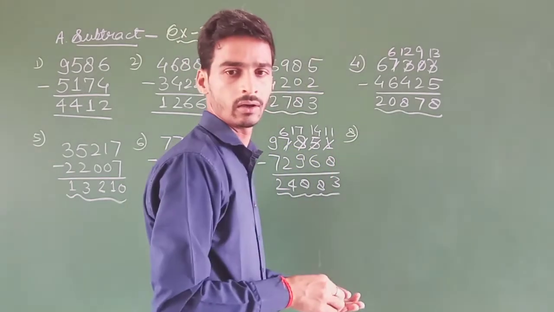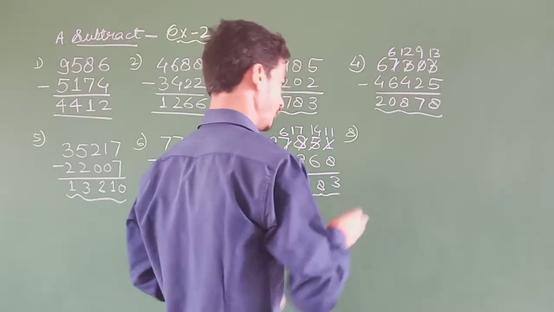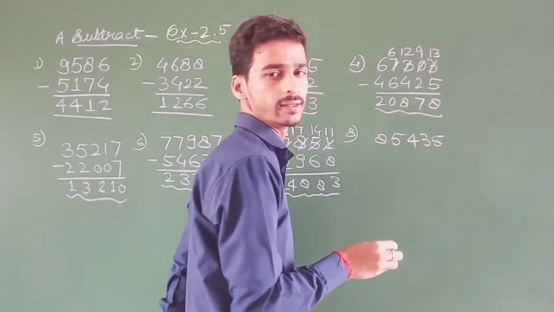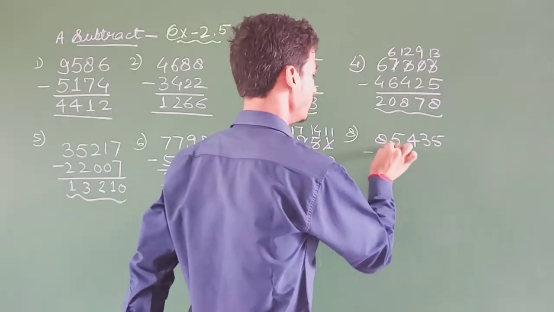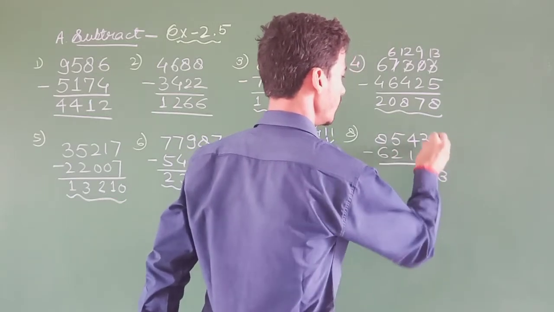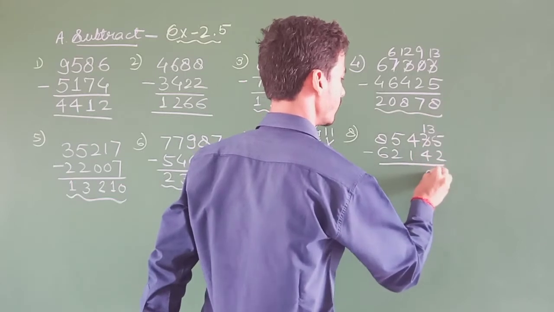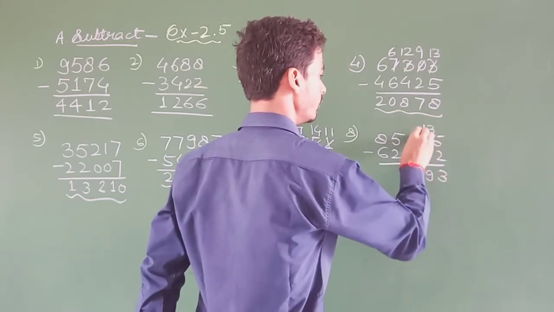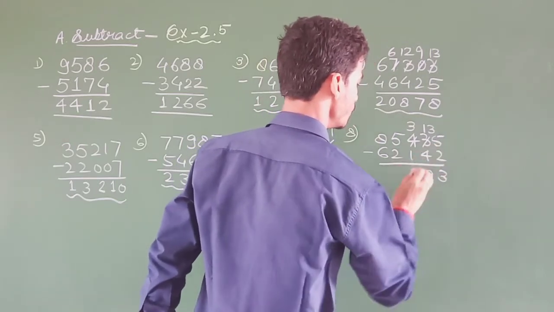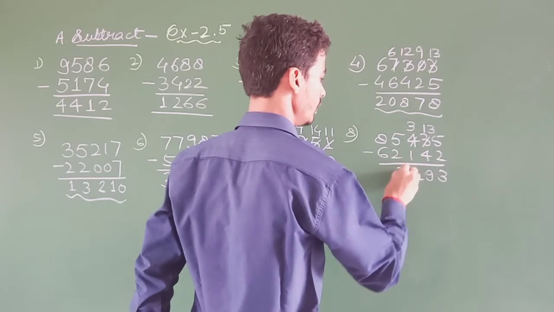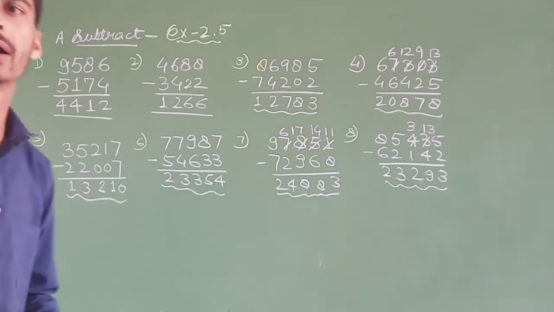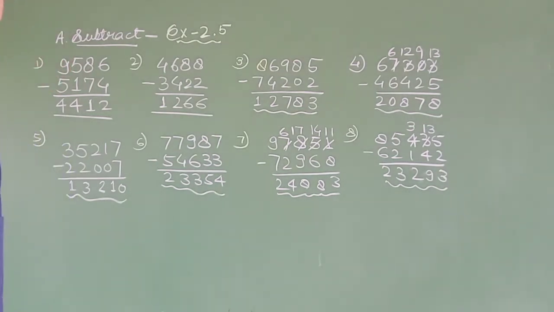85,445 minus 62,142. 5 minus 2 is 3, 4 minus 4 is 0, 4 minus 1 is 3, 3 minus 1 is 2, 3 minus 1 is 2, and 5 minus 2 is 3, 8 minus 6 is 2. 23,292. Okay. Now next topic.